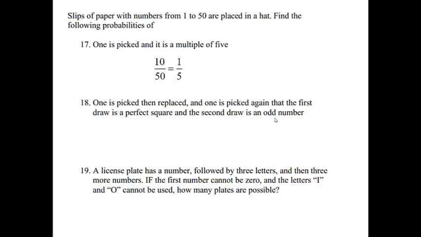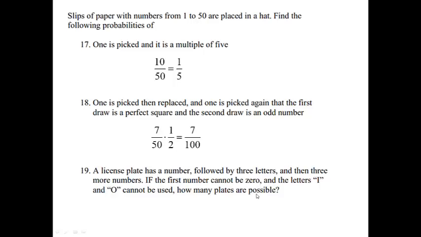9 is a perfect square, 3 times 3. 16 is a perfect square, 4 times 4. 25 is a perfect square, 5 times 5. And 36 is a perfect square, 6 times 6. And 7 times 7 is a perfect square, 49. So 7 of them are perfect squares, and half of them are odd numbers, so it'll be 7 out of 100.